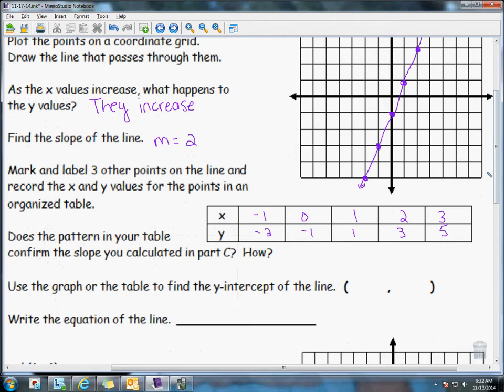So it says, does the pattern in your table confirm the slope you calculated in part C, and how? So again, we're going to do m is equal to, since we have a table, change in y over change in x. So we're going to go ahead and find what we're going up by with the x's and what we're going up by in our y's. So my x's again are just going up by ones. And my y's here, if you look, negative 3 plus what gives you negative 1? Negative 1 plus what gives you 1? What do I add to 1 to get to 3? And what do I add to 3 to get to 5? And that would just be adding 2.